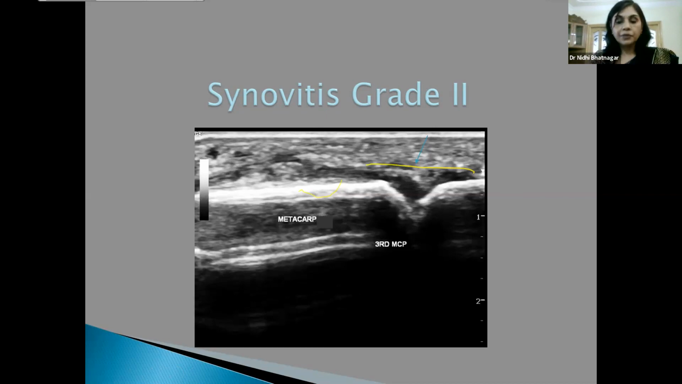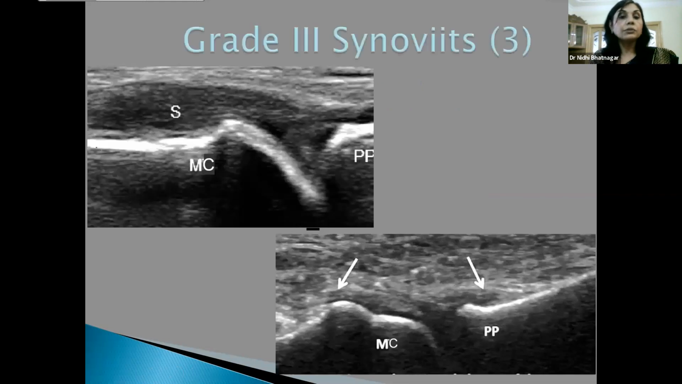And of course, then we have grade 3 synovitis on grayscale. We really don't have to explain that. This is quite self-explanatory, that there is a spill over the metacarpal, and it's going over the proximal phalanx as well. A lot of vascularity here, and this could have been tested out.